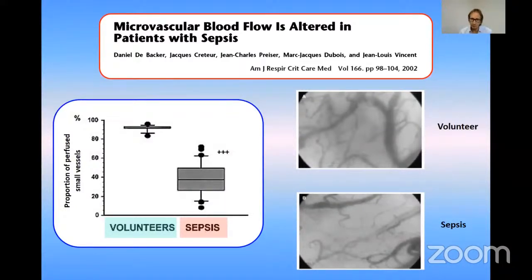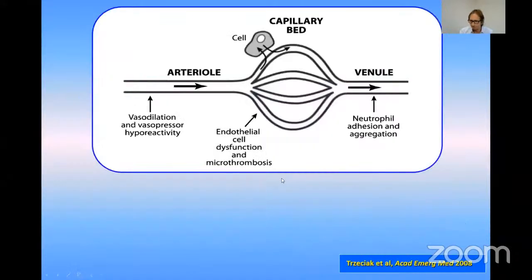This is a study by Daniel De Backer comparing volunteers and septic patients in terms of microcirculation of the sublingual territory. And they use, as you know, this video microscopic technology looking at the microvessels just in the sublingual area, and they could use some variables like the proportion of perfused small vessels, which was here significantly lower in patients with sepsis, and it was the same for other parameters of microcirculation.